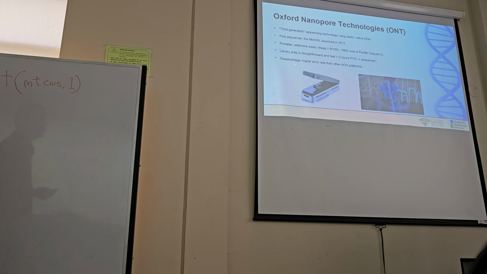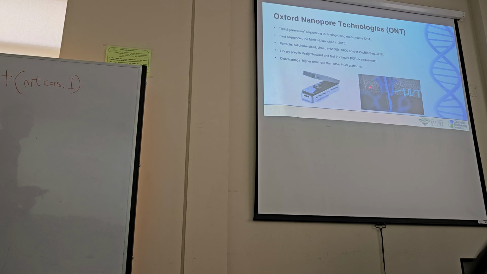The most significant disadvantage that it has is a slightly higher error rate compared to other NGS platforms, but we have ways of addressing that bioinformatically. It's still more than 99% accurate, but that means that every so many thousand bases you get will potentially be wrong. So there are things you need to do to get around that.